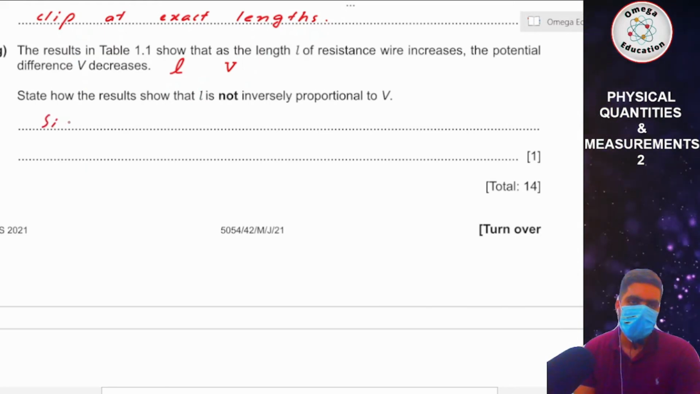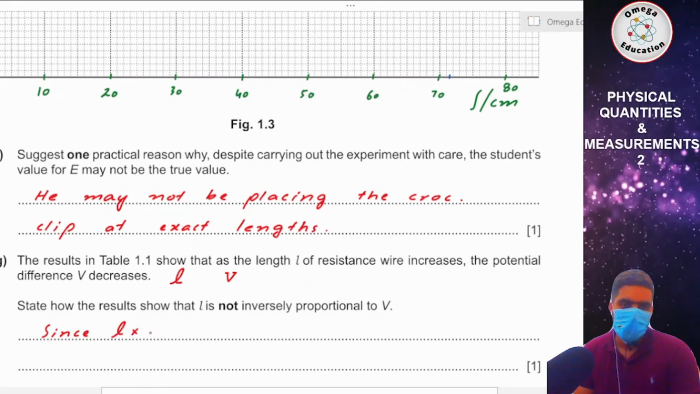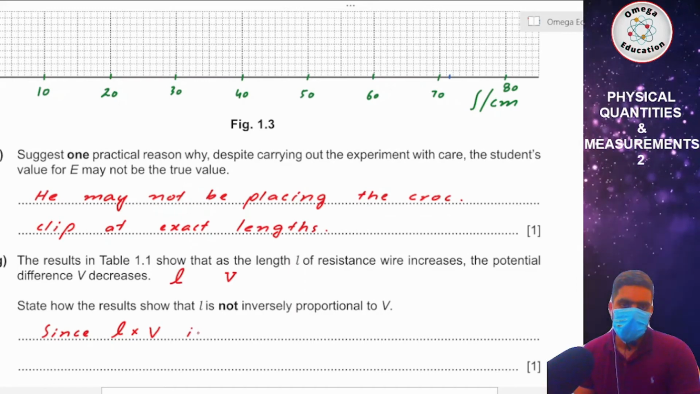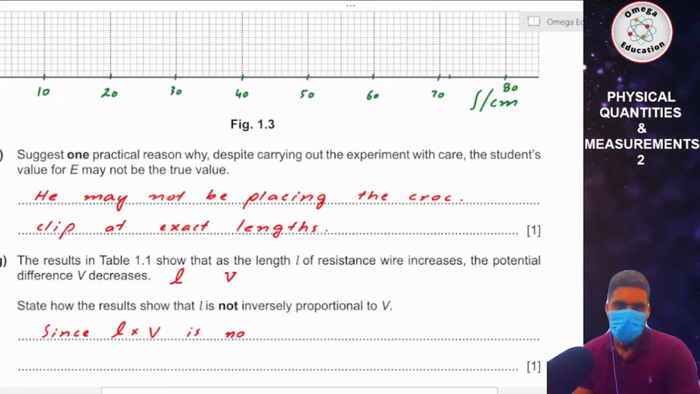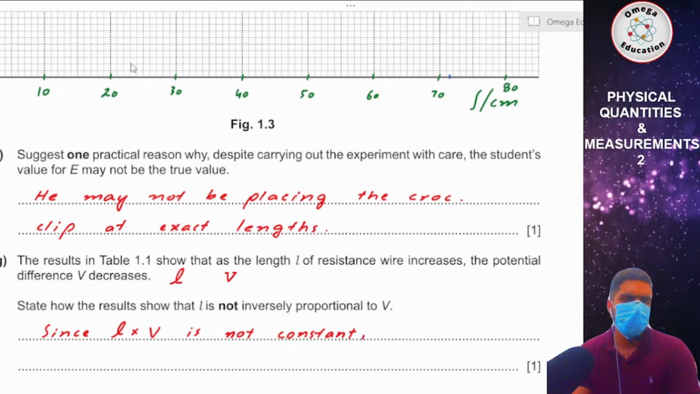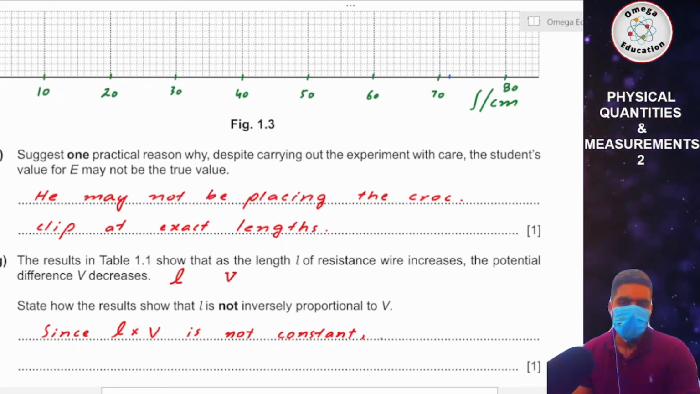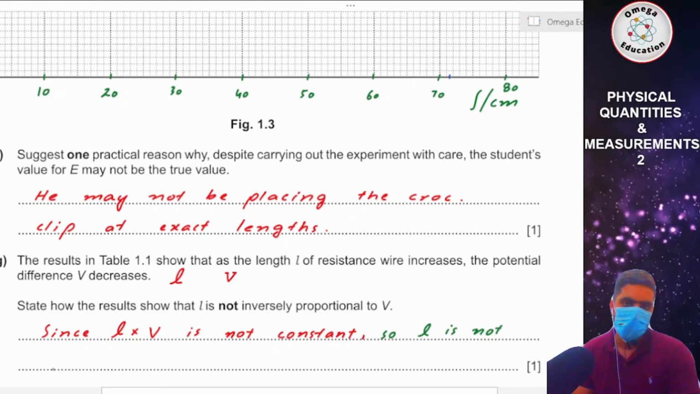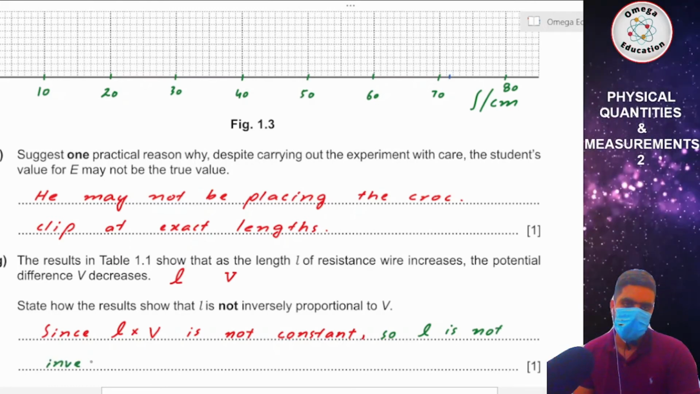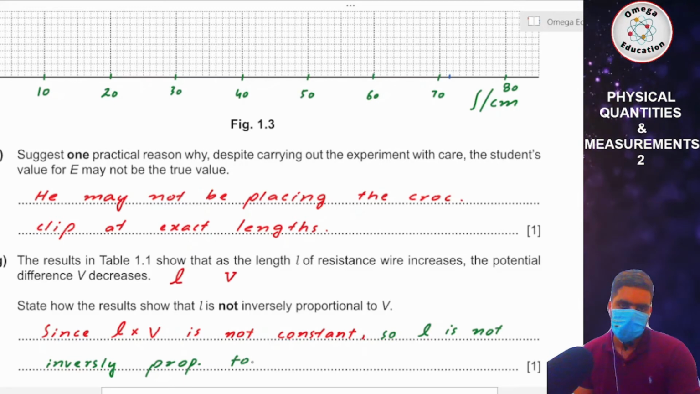So we write: since L into V, the product of length and volume, is not constant. Once again, this question can be answered in different ways, and that is one of them. Since L and V is not constant, L is not inversely proportional to V.